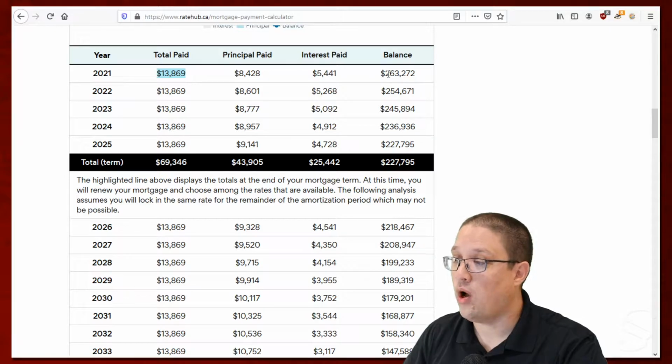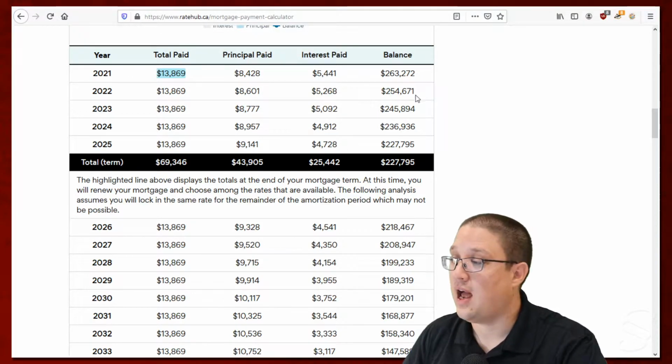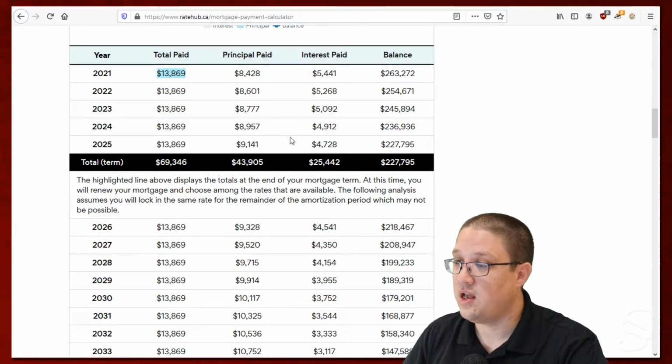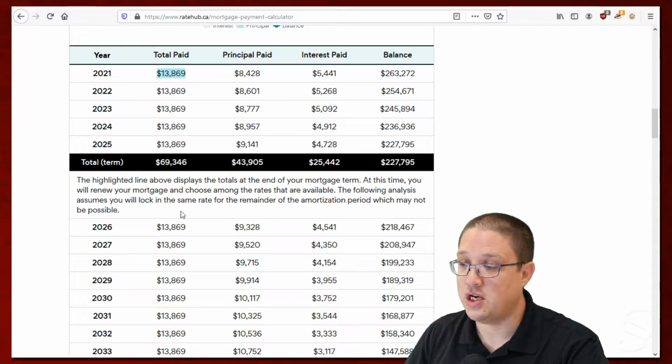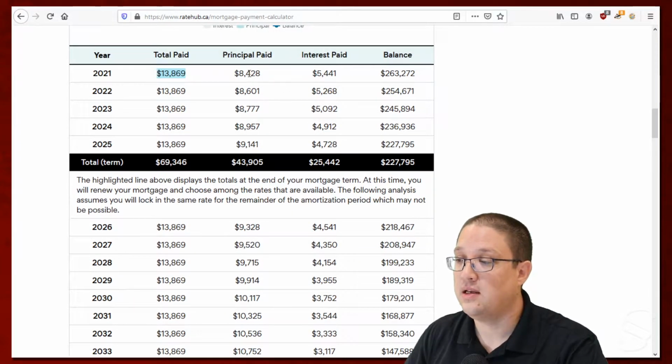So after 1 year, you have $263,272 left to pay off. As you go through this, you notice the total paid each year stays the same. All the way down, this stays the same each year. The principal paid changes. Each year, you pay a little bit more off on the principal. Each year, you pay a little bit less interest. And each year, your balance decreases, so you have less to pay off.